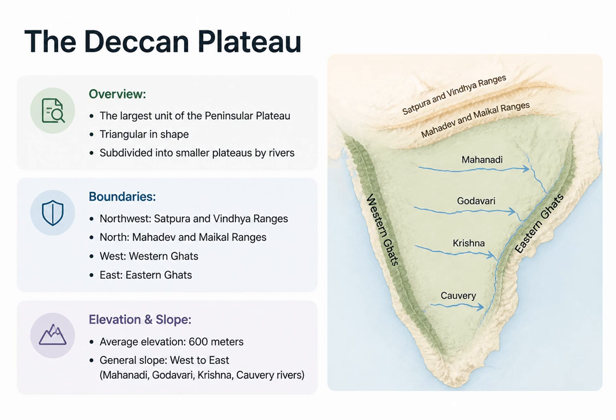This massive, triangular landmass is bordered by the Satpura and Vindhya ranges to the northwest, the Mahadev and Maikal ranges to the north, and is flanked by the western and eastern Ghats. With an average elevation of 600 meters, the entire block tilts gently from west to east, which dictates the eastward flow of major rivers like the Mahanadi, Godavari, Krishna, and Kaveri.